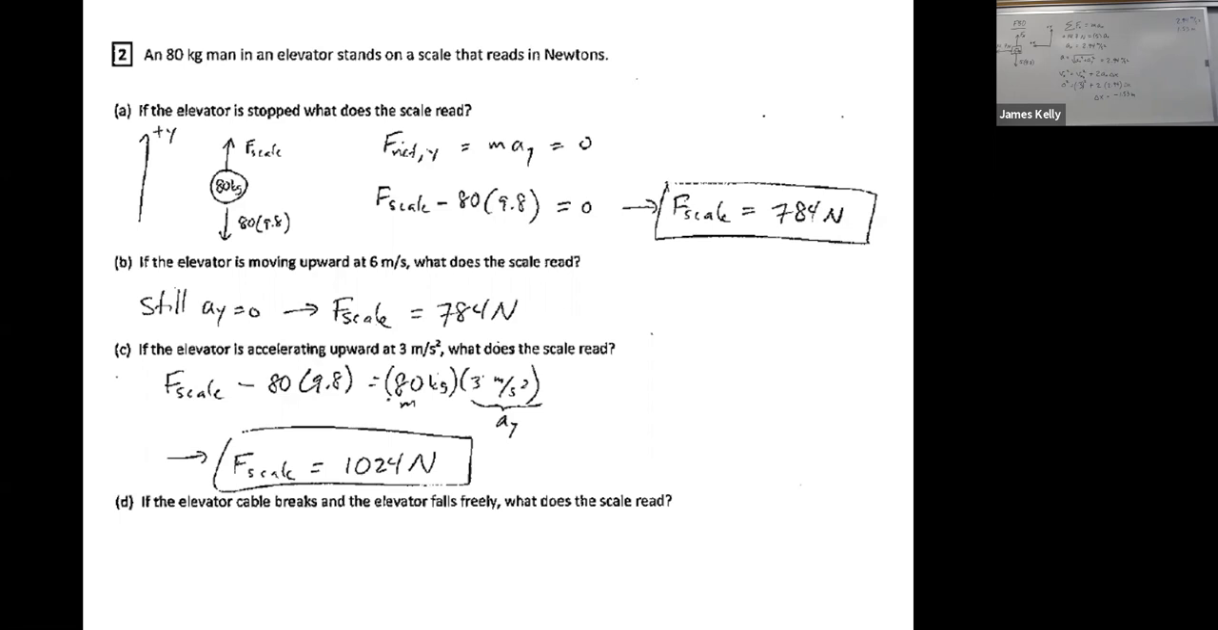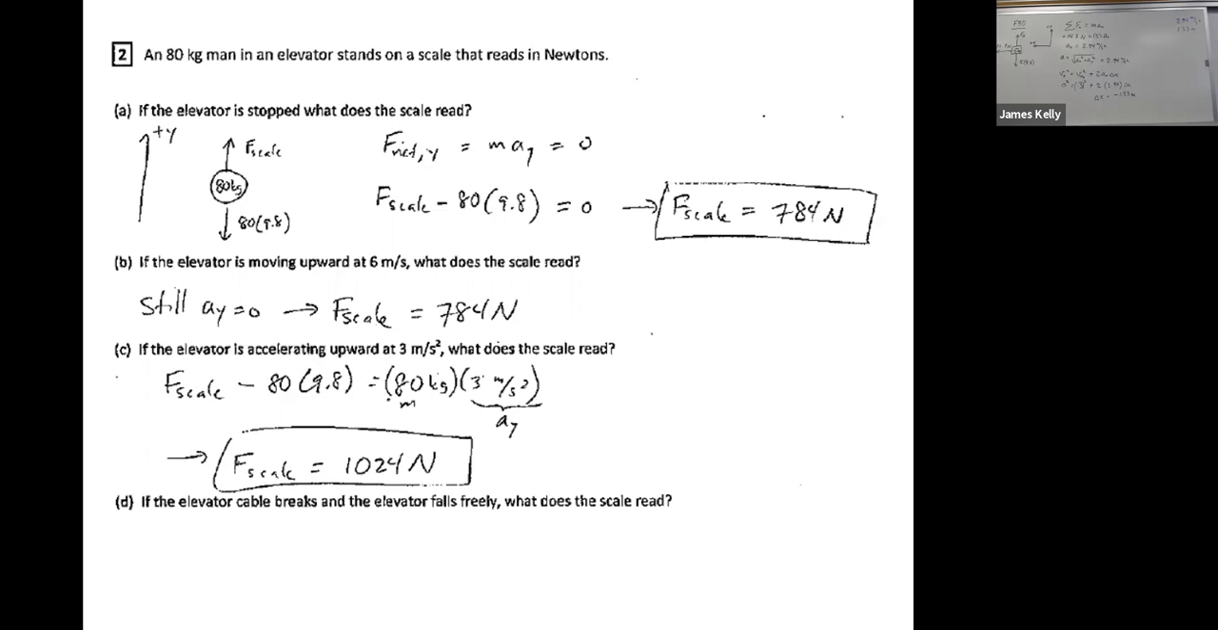When I do the sum of the force y components, that looks the same. But now AY is plus 3, because plus is up and we're accelerating in the upward direction. So AY is plus 3. M is the mass of the thing in the free body diagram always. This is F net equals MA, and I can solve for the F scale. F scale, before we had a 0 over here, and we just brought the 80 times 9.8, right?